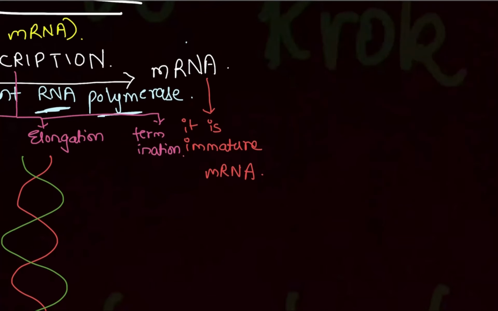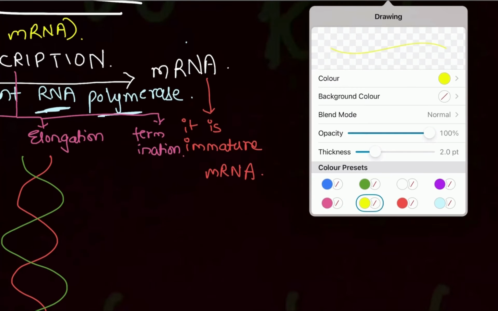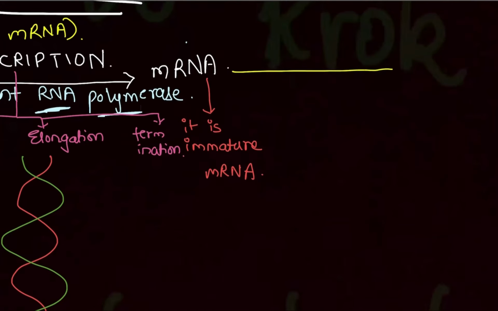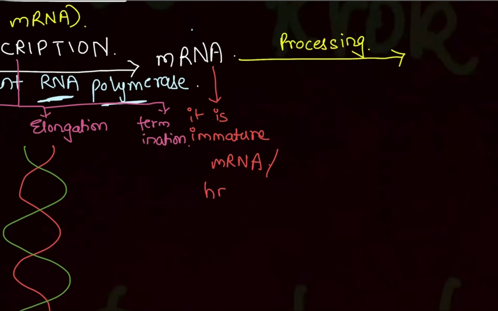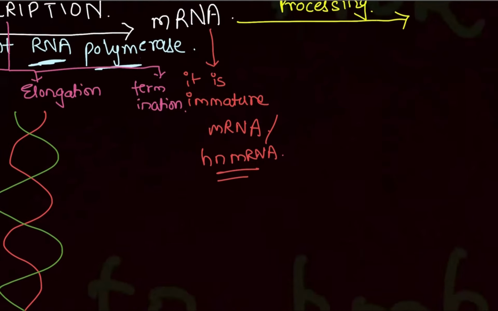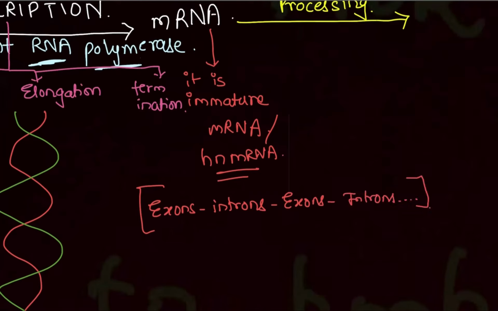For making this immature mRNA mature, we do a process called processing. So we do processing. First write down this immature mRNA. Its another name is hnRNA. HN is heterogeneous nuclear. Okay. Now the hnRNA or immature mRNA contains what? It contains exons, introns, exons, introns. Similarly, this process goes on in the whole mRNA fragment, the immature mRNA strand.